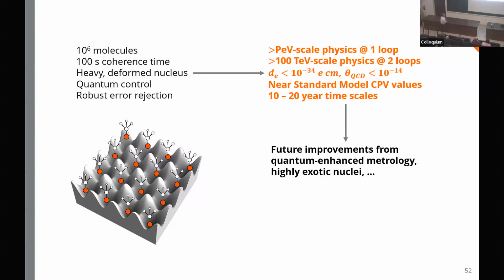And then maybe even future improvements from more speculative things like quantum enhanced metrology or highly exotic nuclei that have even larger enhancements beyond radium.